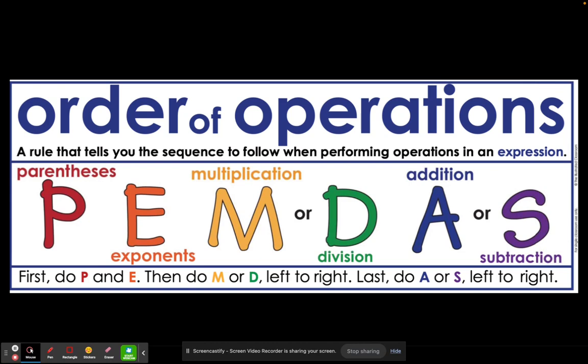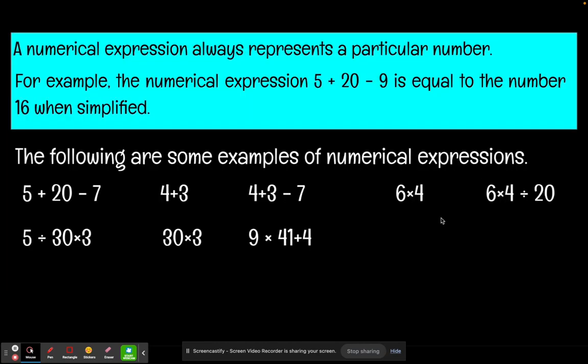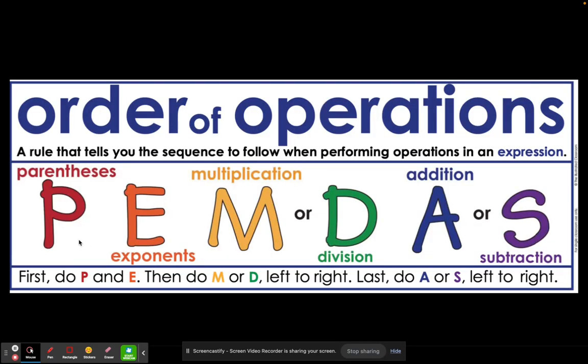Okay. PEMDAS. We've already done this. We did this at the very beginning of the year. Order of operations. So when you're given multi-step problems like this, 9 times 41 plus 4, there are 2 different problems in here. You know which one you have to solve first in order to get the correct answer. Okay, 5 divided by 30 times 3. If it's a multi-step problem, there are certain rules that you have to follow. You have to do PEMDAS.